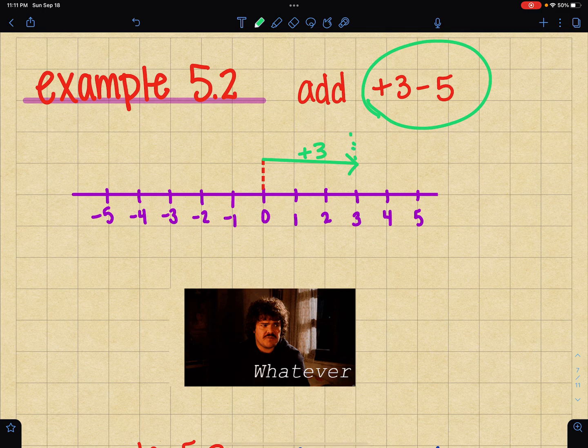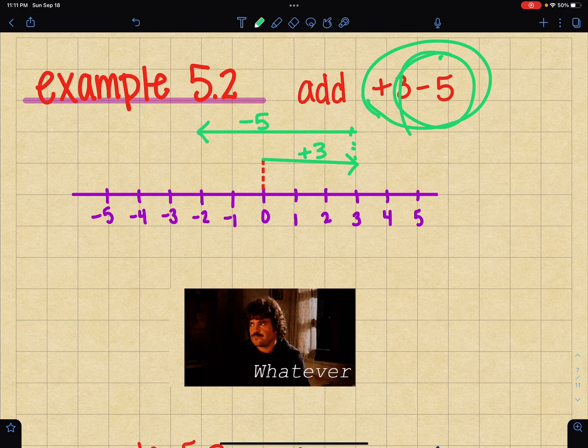Then I'm going to go up from there, and I'm going to go negative 5 spaces. Negative 5 means to the left. So 1, 2, 3, 4, 5. Okay. I went negative 5 spaces, and I ended up at the negative 2. And the answer to 3 minus 5 is negative 2. Bam, that was kind of cool, huh?